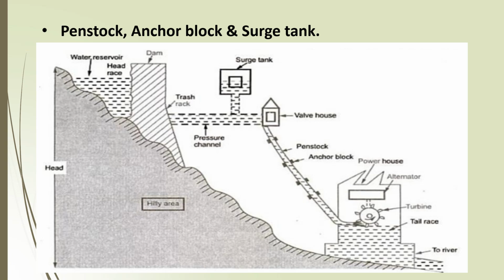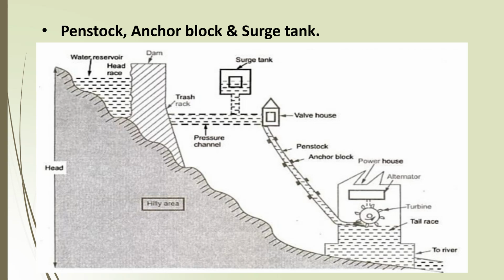Now we'll discuss some important terms like penstock, anchor block and surge tank. This figure gives you again the complete layout of a hydropower station. A dam, behind the dam you can see the water reservoir. The top of the water in the dam is called head race. Then the water coming out of the dam passes through a trash rack. Then we have a pressure channel.